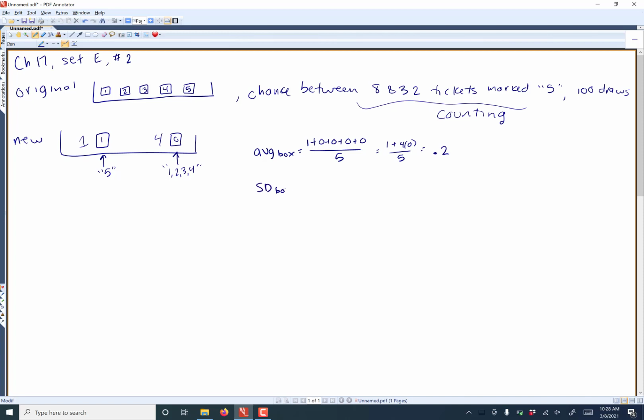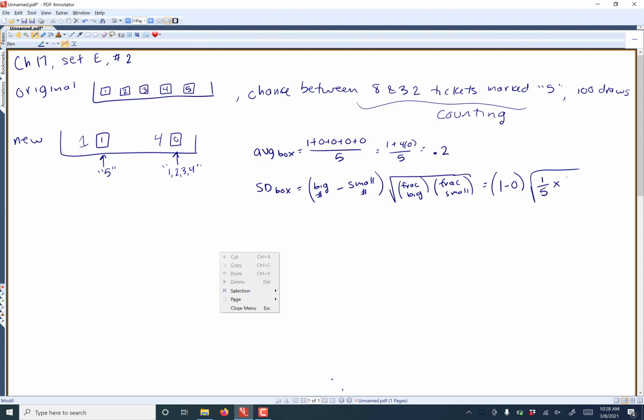And the SD for your box, well, we only have 2 values in there. These are the only SDs I make you come up with for your homework, because otherwise it would just take too long. But if there's only 2 values, we have this shortcut. The SD is going to be the big number minus the small number, times the square root of the fraction big times the fraction small. Our big number in the box is the 1, so we'll have 1 minus 0 times the square root. The fraction of my big number is 1 out of 5 total. And for my small number, there were 4 out of 5.